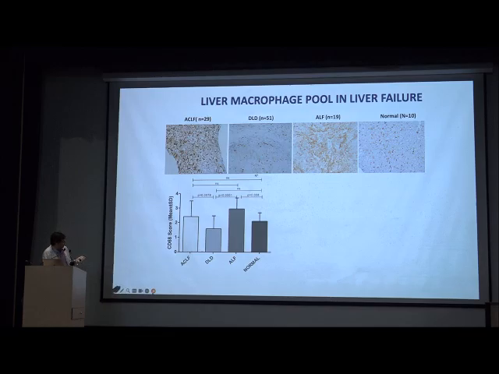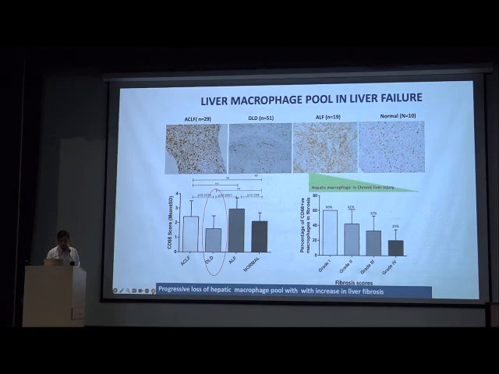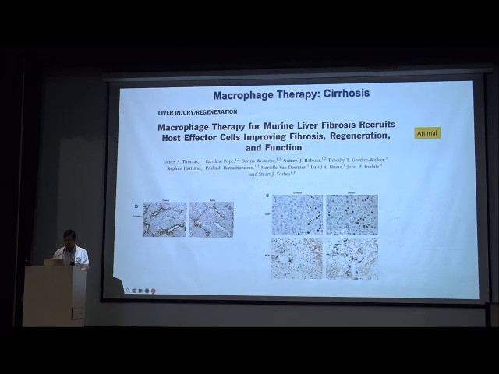So if you look at the liver macrophage pool in liver failure, though I've just put one slide on acute liver failure, as you keep seeing the liver macrophage pool in patients of acute liver failure as compared to patients of decompensated cirrhosis, you can see the CD68 is actually much less in patients with acute liver failure. So there is a progressive loss of hepatic macrophages with increased liver fibrosis. There is a loss of macrophages even in patients with decompensated cirrhosis as compared to other conditions of liver disease, including acute liver failure.